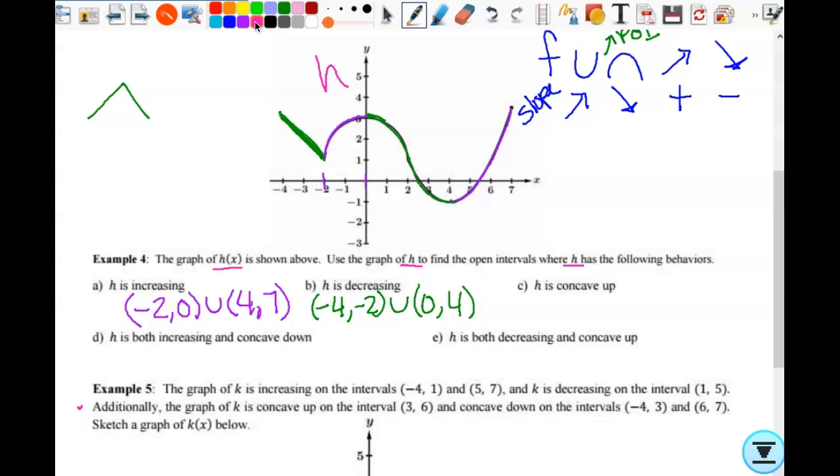You're not sure? That's fine. Let's just talk about concave down. Where does concave down start? -2, we agree with that. Then we have to figure out where it stops. Is it still concave down here?